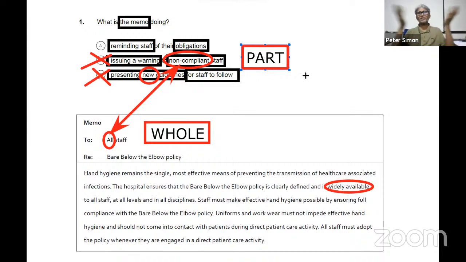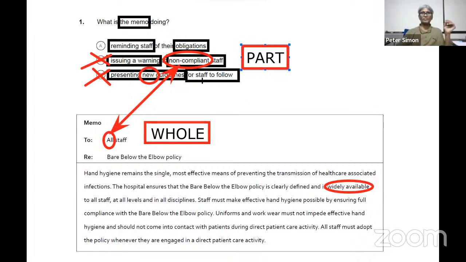Contradiction. No need to read everything. Just some points. The answer will almost always be the title itself. Right? So A may be right, C may be right, because it is all staff. Reminding staff means all staff. For staff to follow means all staff. Okay. So B is ruled out, and A and C are remaining based on this point.